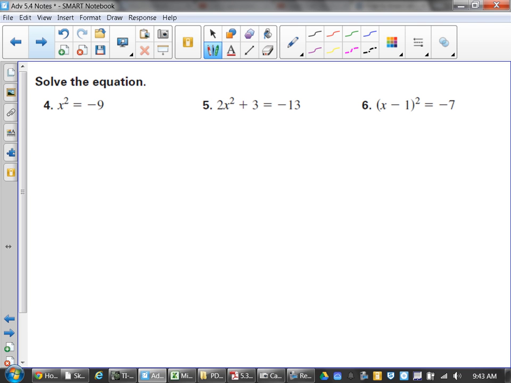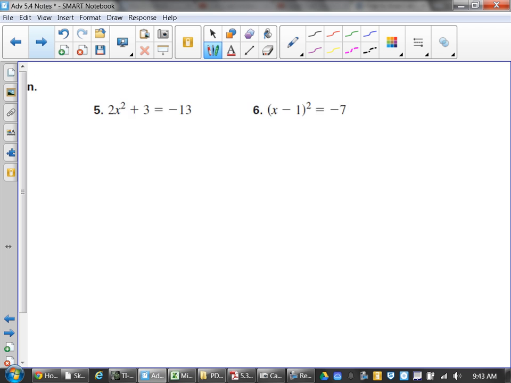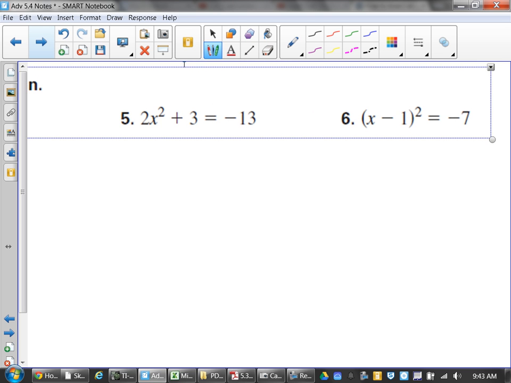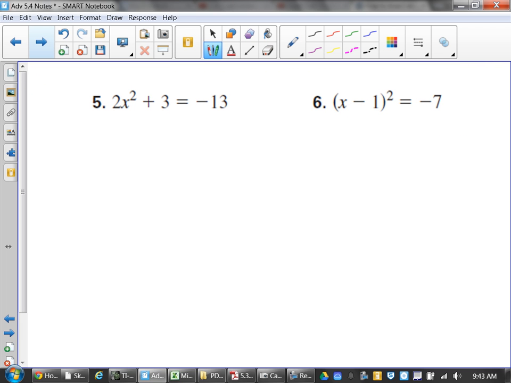Which allows us to do the following. I want to look at these two problems real quick. Very similar to what you did yesterday. The only thing that's changing here is that you're going to have a negative value.